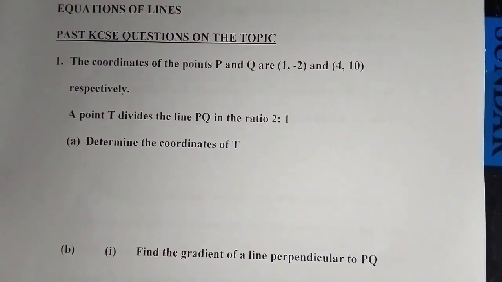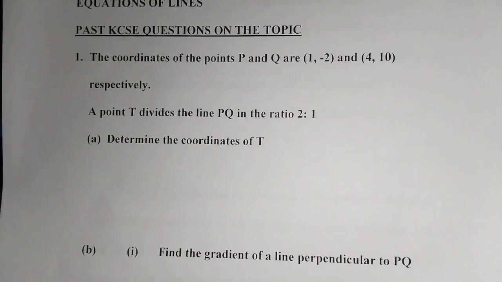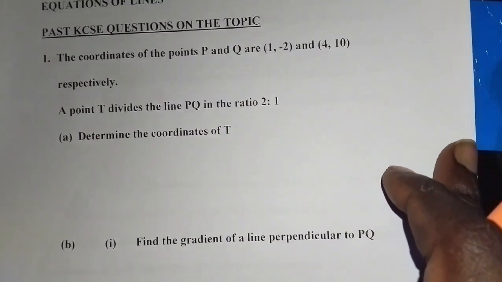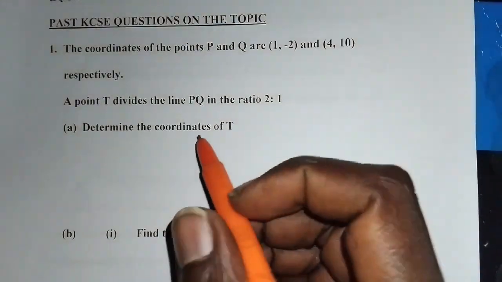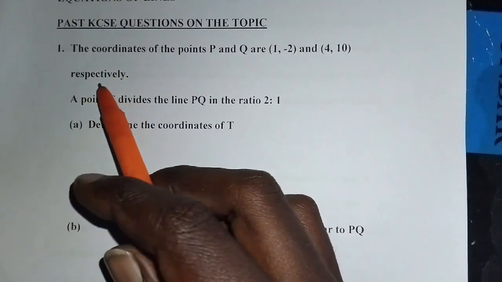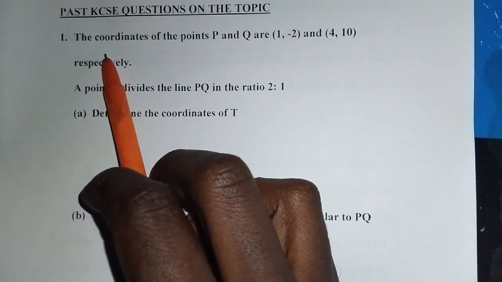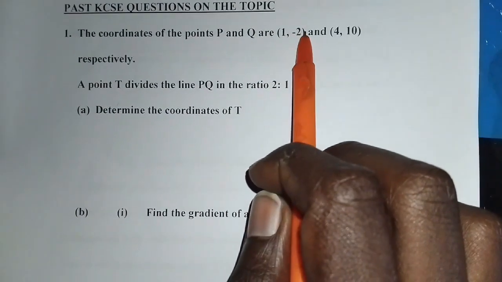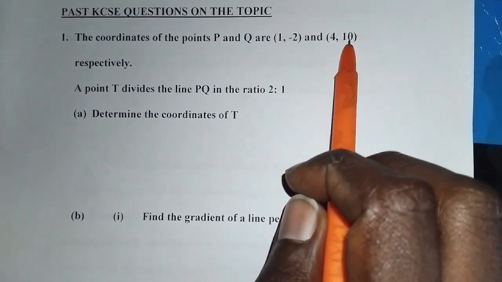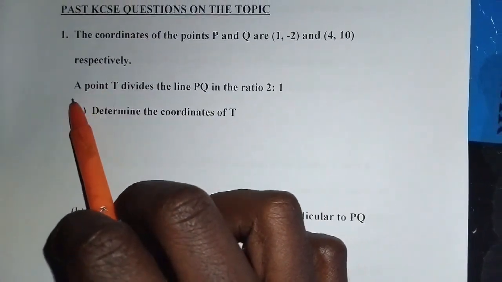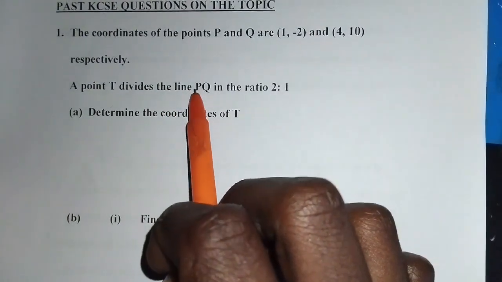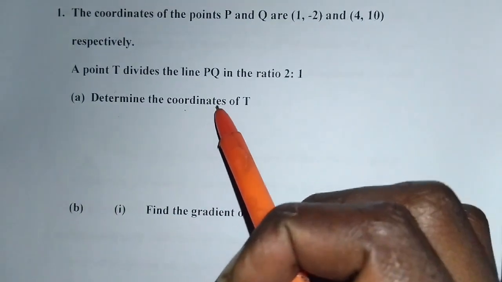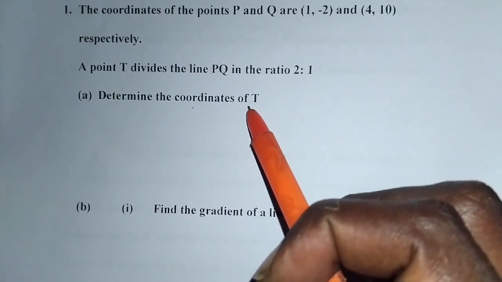On the topic, we're going to see how we can solve equations involving straight lines and find solutions. So we have a question here. Coordinates of point P and Q are (1, -2) and (4, 10) respectively. A point T divides line PQ in the ratio 2:1. Determine the coordinates of T.